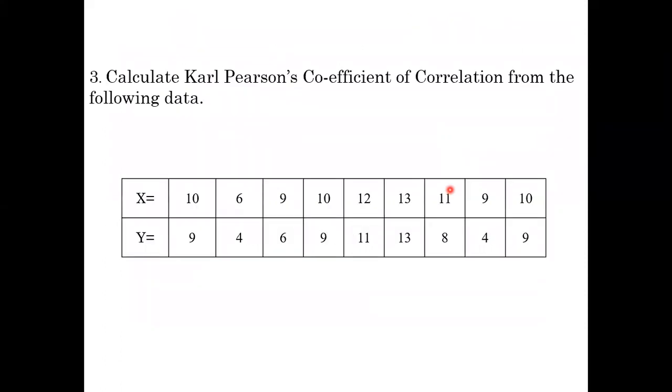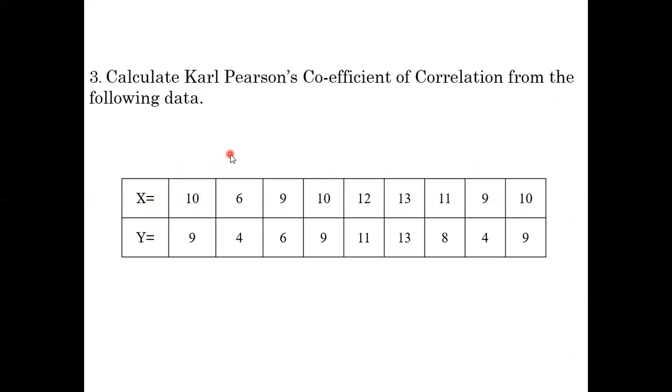Calculate Karl Pearson coefficient of correlation from the following data. This is the X variable and this is the Y variable. X variable values are 10, 6, 9, 10, 12, 13, 11, 9 and 10. The values of the Y variable are 9, 4, 6, 9, 11, 13, 8, 4 and 9. So these two are the variables, X variable and Y variable.